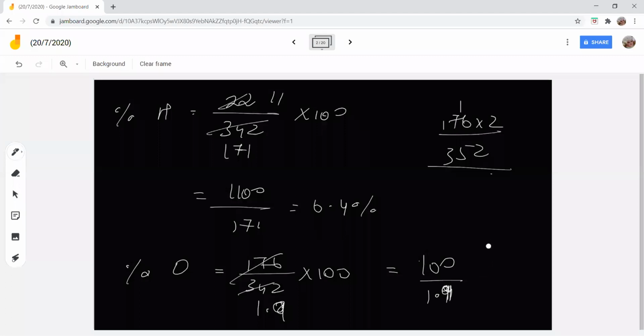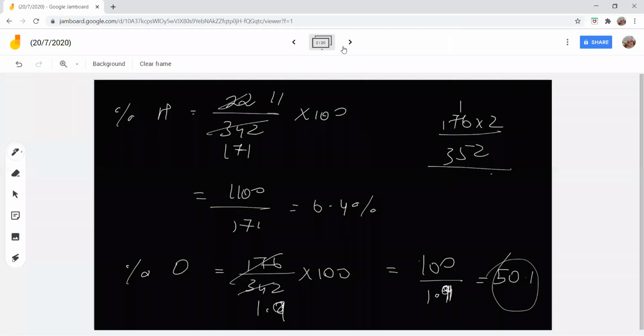So 100 by 2 will be 50. Then 100 by 1.9 will be slightly greater, so let's have it as 50.1 or 50.2 whatever. So that is what you are getting here as the answer. Is that 51.4 percent? Fine, around this value only. When you add the two percentages and subtract from 100, you will get the percentage of oxygen. This is how we calculate the percentage composition of elements present in a compound.